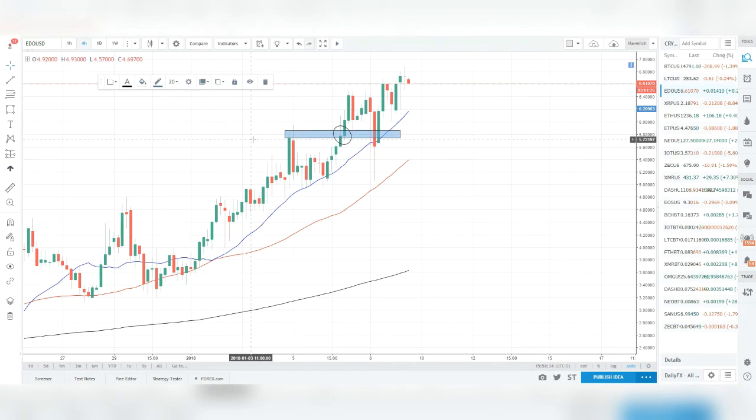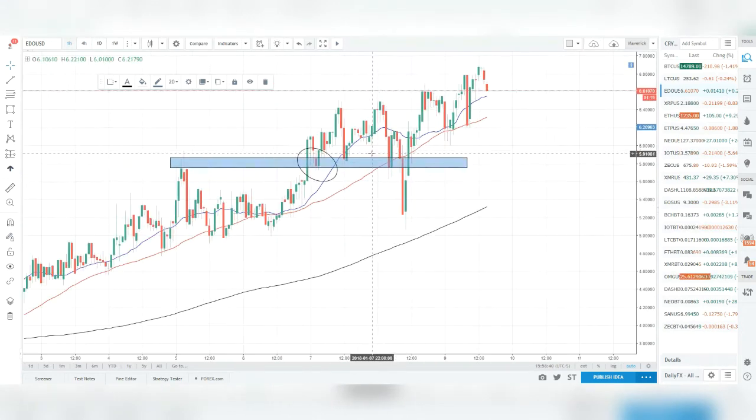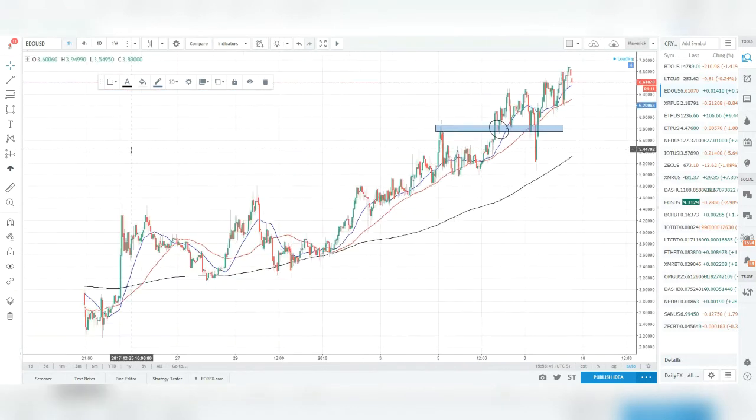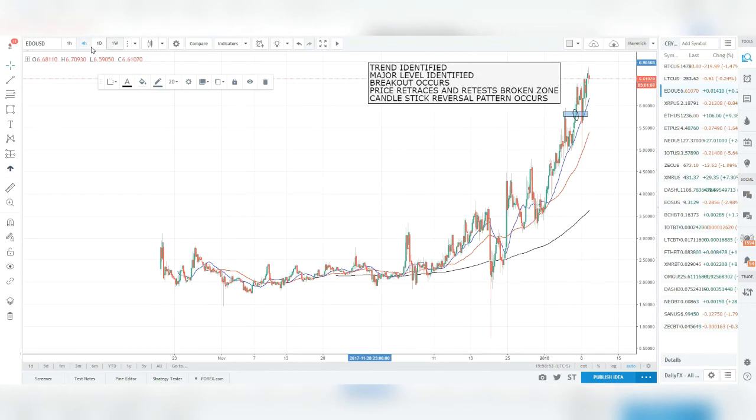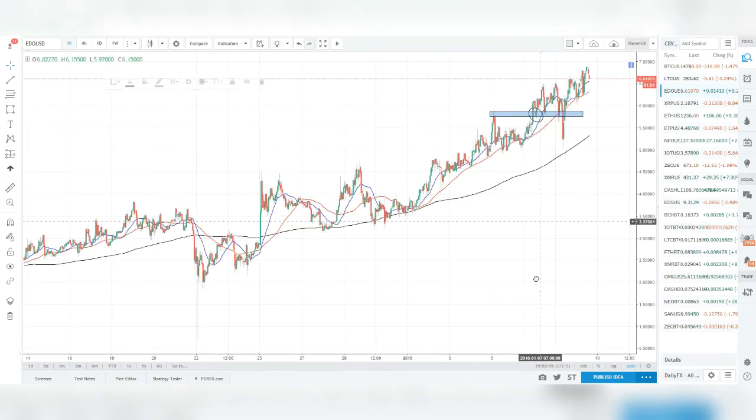I go over major levels and other things in my lessons. However, this is a level. Now we take it to the hourly, and we see even more so: we had a rejection wick, strong sell-off, and price ranged below this level before breaking out. So we want to identify a trend first of all. Then we want to identify a level.